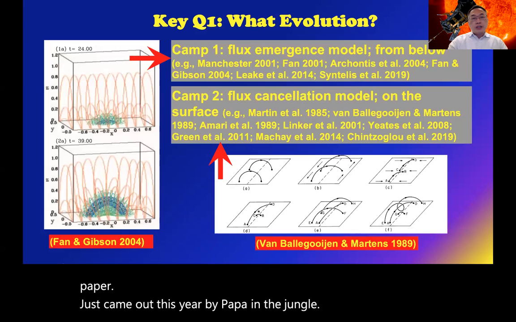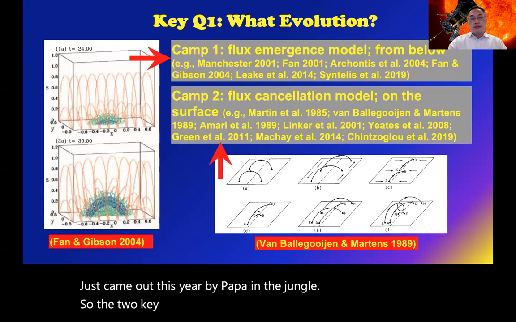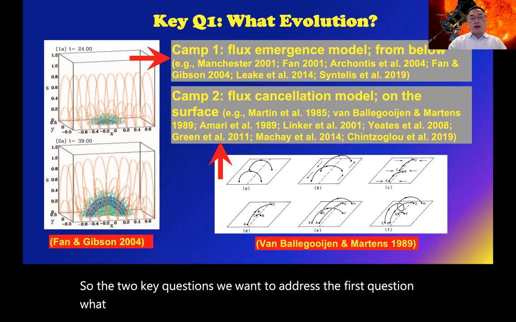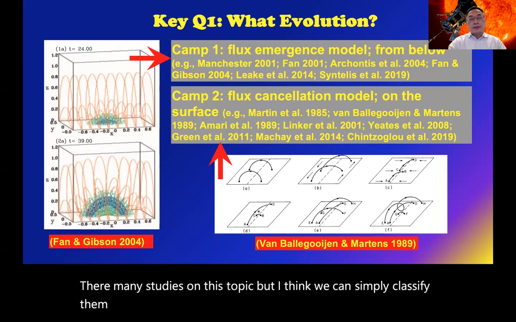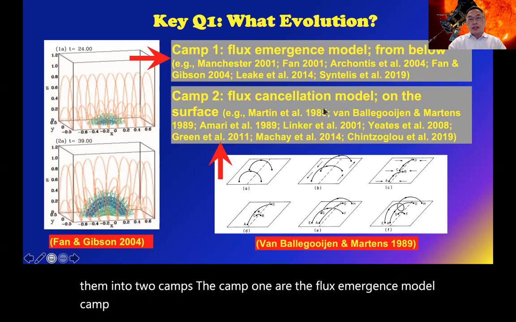So the two key questions we want to address. The first question, what evolution leads to the formation of the eruption structure? There are many studies on this topic, but I think we can simply classify them into two camps. Camp one, the flux emergence model. Camp two, the flux cancellation model.